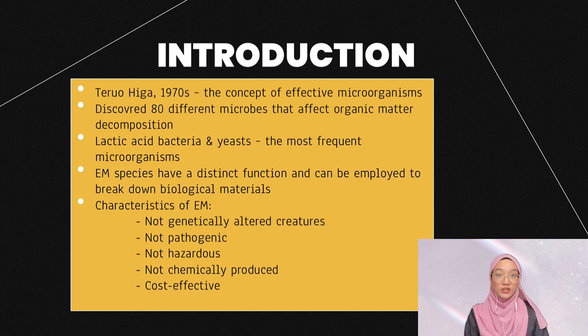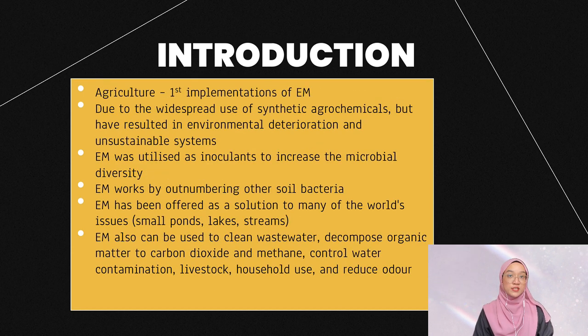EM species have distinct functions and can be employed to break down biological materials in a variety of situations. Some characteristics of EM are that they are not genetically altered creatures, not pathogenic, not hazardous, not chemically produced, and they are cost-effective. Despite its potential, the first implementations of EM focused on agriculture. This is due to the widespread use of synthetic agrochemicals, which have resulted in environmental deterioration and unsustainable systems. EM was then utilized as inoculants to increase the microbial diversity of the soil environment.